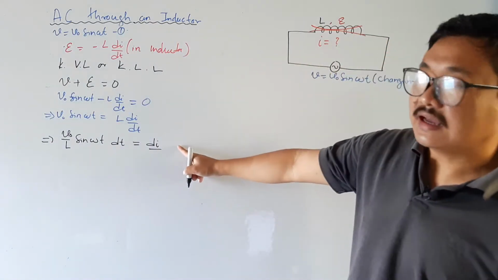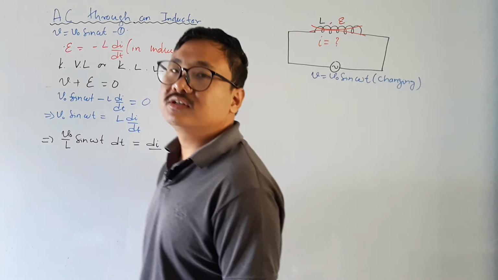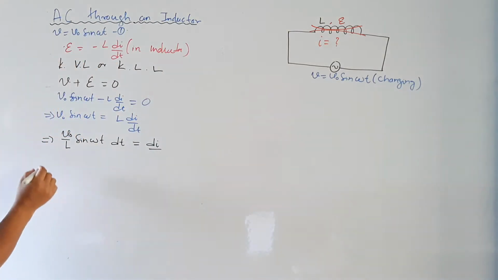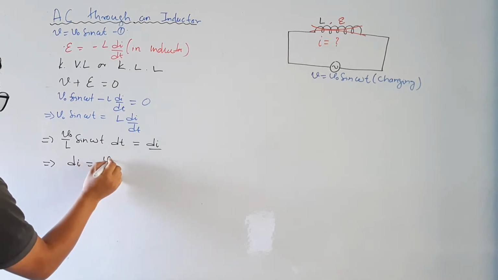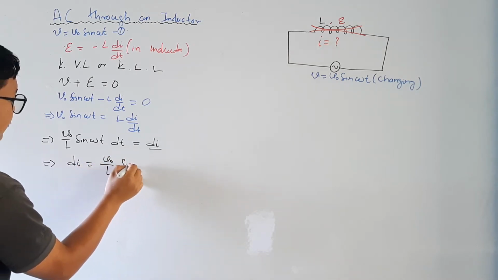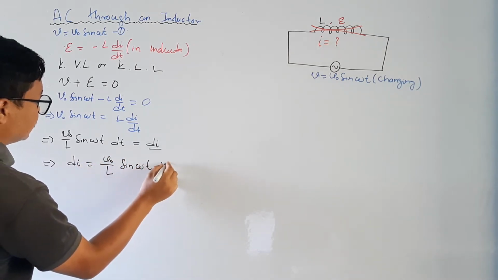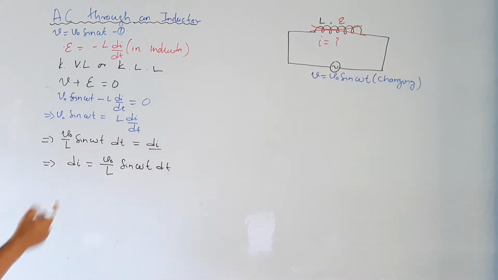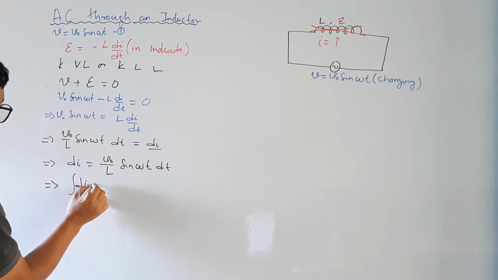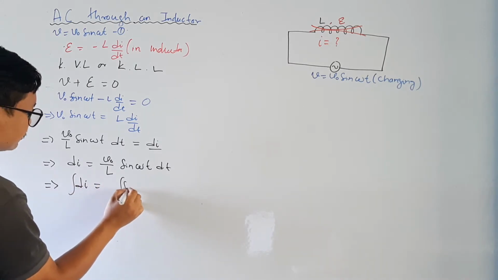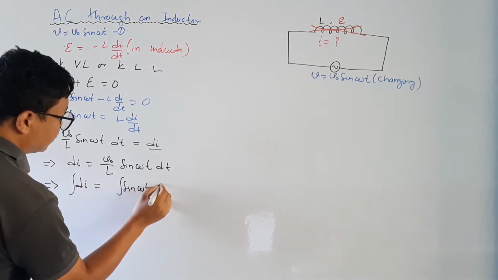So I want to find the I. So how can I find? We will integrate it. Okay. So in the next step, I will write di is equal to V0 by L sine of omega t dt, and I want to find the I. To do so, we will integrate both sides. Integration of di is equal to integration of sine omega t dt.